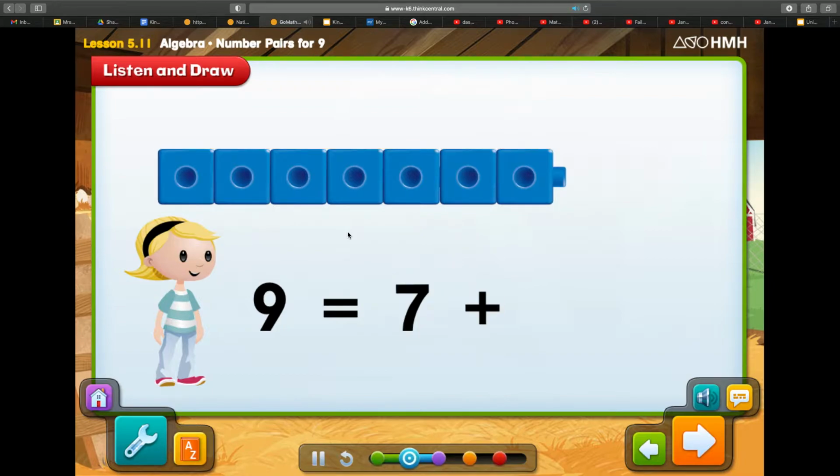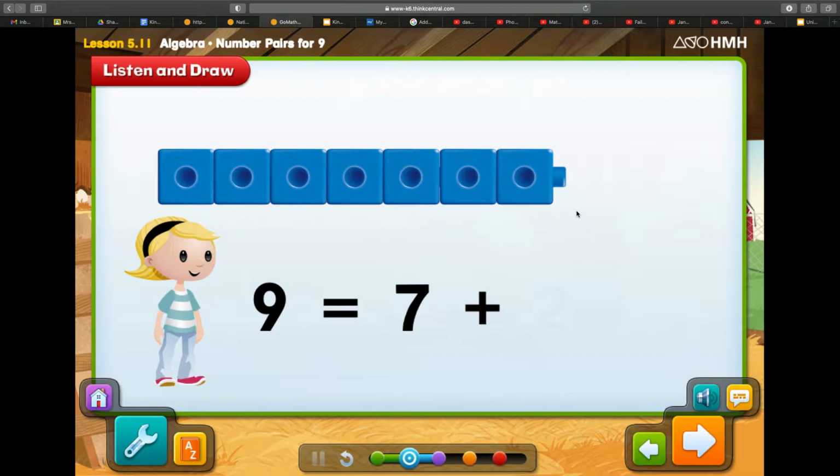Let's see how many red cubes Ari has. Click to count the red cubes. So how many red cubes do you think that she has to make 9? All right, let's see if you're correct. 1, 2. Ari has 2 red cubes.